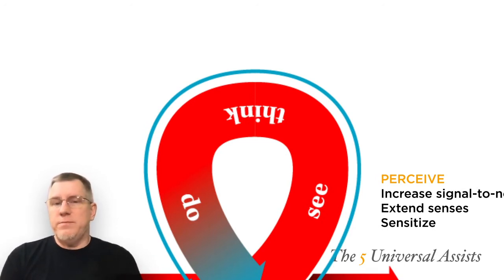All right, helping them think. This universal assist may seem a little surprising. Like, how can you help someone think? It makes a little more sense when you break it down into helping users understand the meaning of what they're perceiving and helping them plan what they're about to do. It's the think side of see and the think side of do. And since these types of thinking are different, I break the think step into two different assists, know and plan.